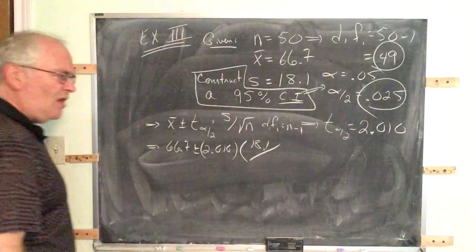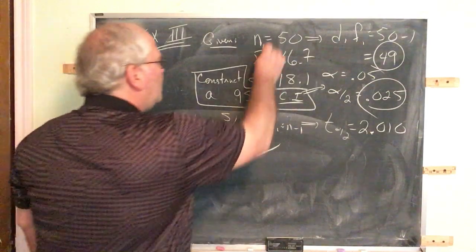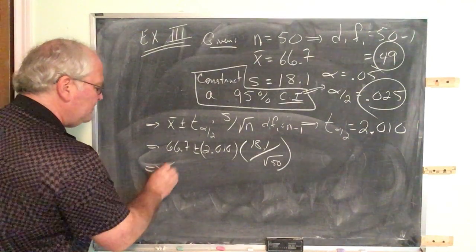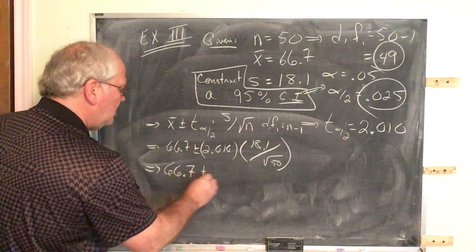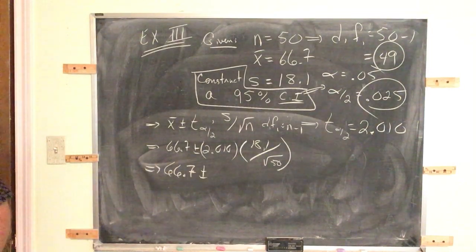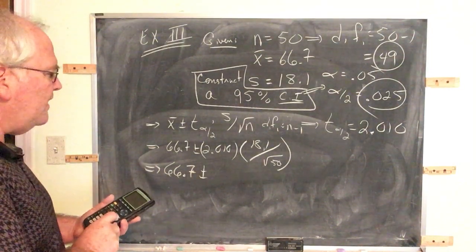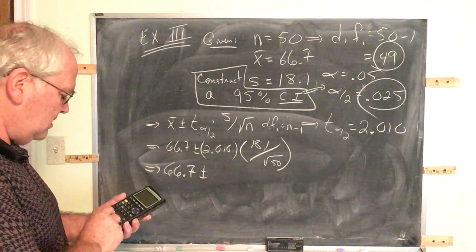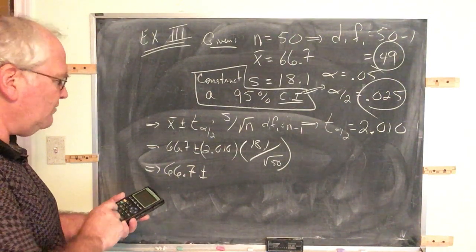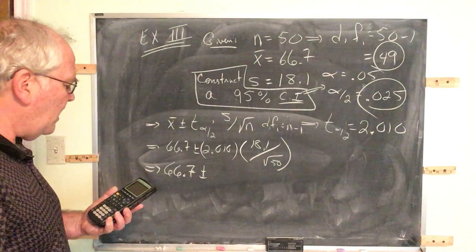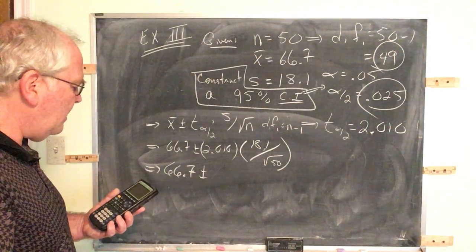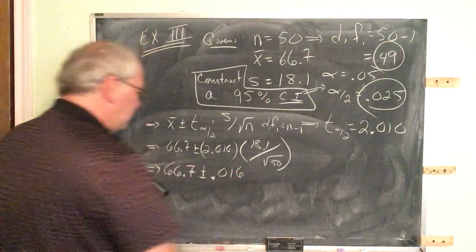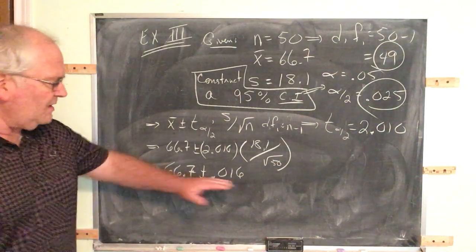If that's not given, then this problem cannot be done. This is all straightforward. We need the square root of, in this case, 50. And so we have 66.7 plus or minus, and take my calculator out, 2.010 times 18.1 divided by the square root of 50. And I have 0.0157, so I'm going to approximate that as 0.016. That's close enough for our work.